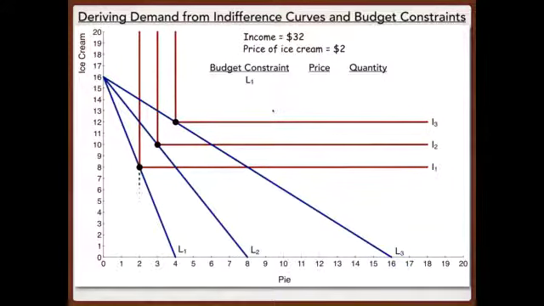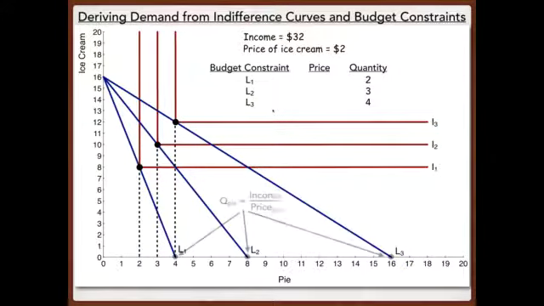So for L1, the individual is consuming 2 units. For L2, they are consuming 3 units of pie, and for L3, they are consuming 4 units. So we have the quantities that are being consumed given these different budget lines and the different prices. I think what students had the most problem with is how do I determine what the price of pie is that is associated with these different budget lines, also referred to as budget constraints.